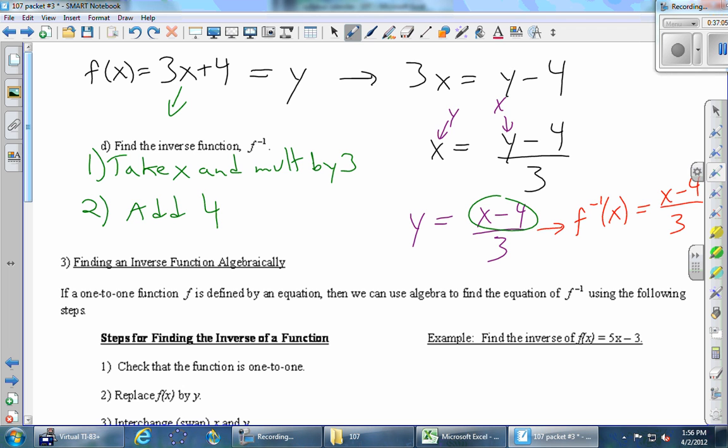The opposite of multiplying by 3 is dividing by 3. That's what we did. We took our number, we subtracted 4, and then we divided by 3. So for some functions, you can piece your way through step by step, undoing everything in the reverse order. Sometimes it's not so easy.